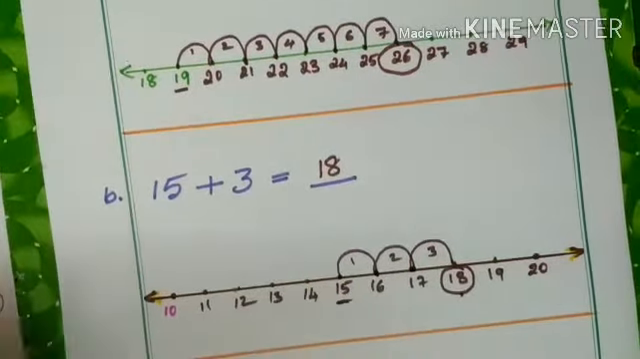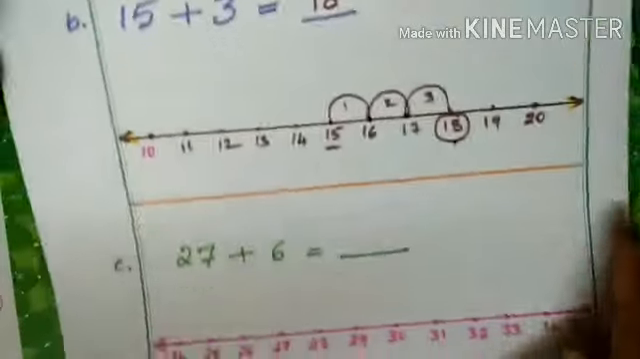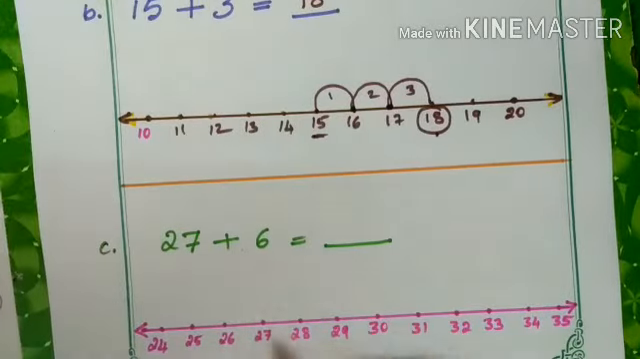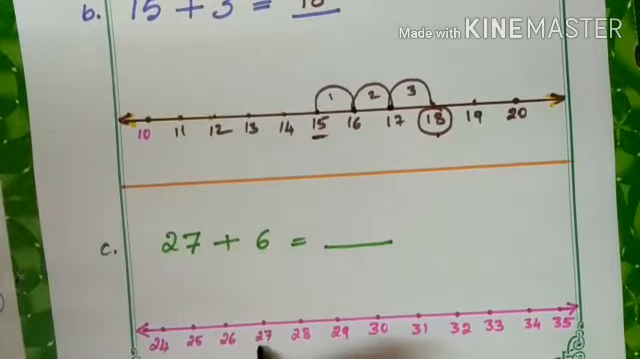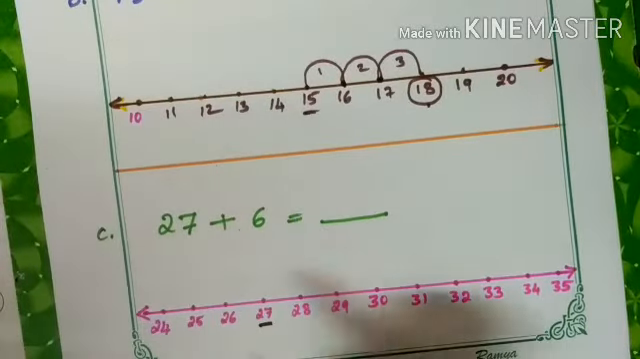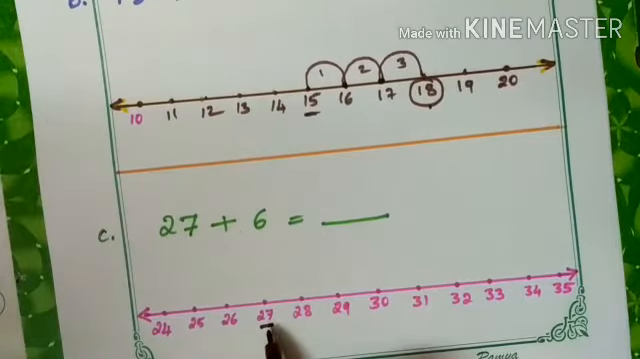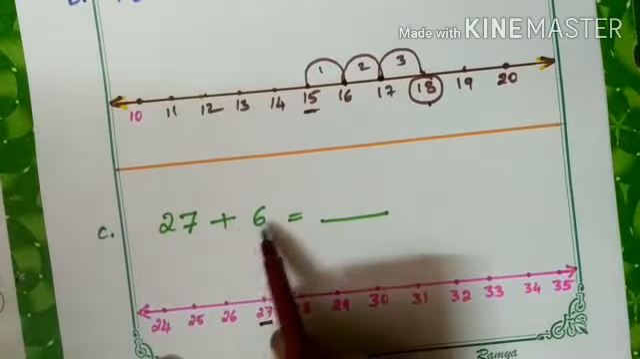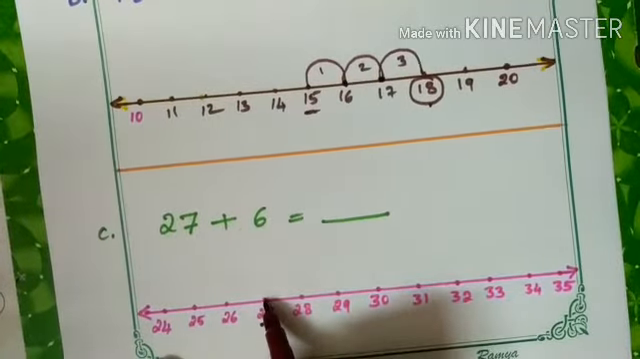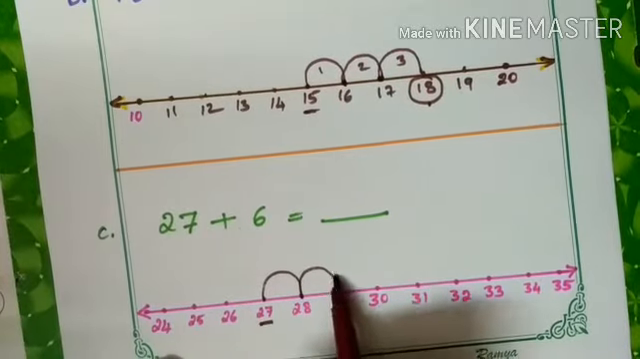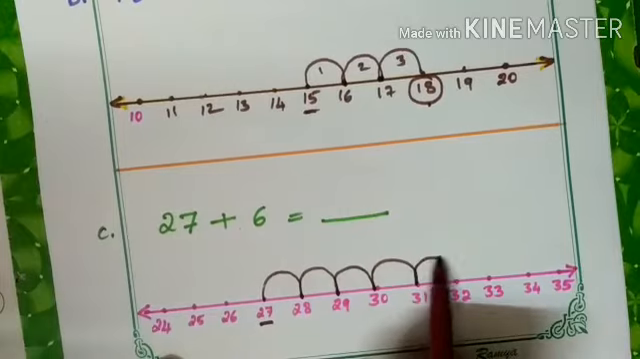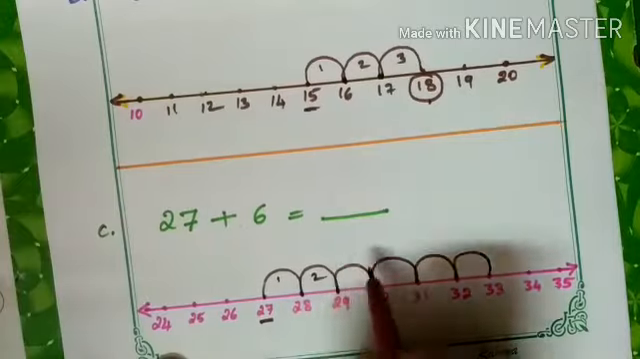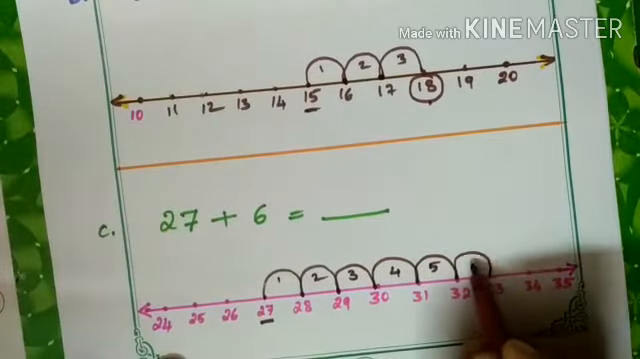Now the next sum is 27 plus 6. Where is 27 on the number line? Here is 27. Mark 27 here. The first number is 27. After that, take 6 steps forward. Now you take 1, 2, 3, 4, 5, 6. Now we will write 1, 2, 3, 4, 5, 6.